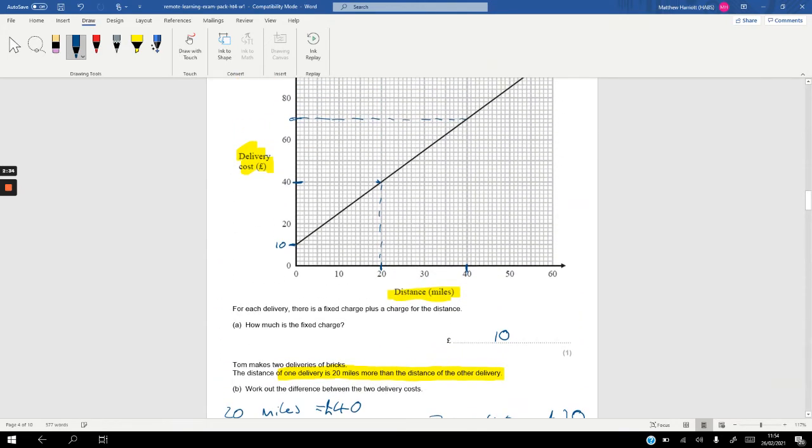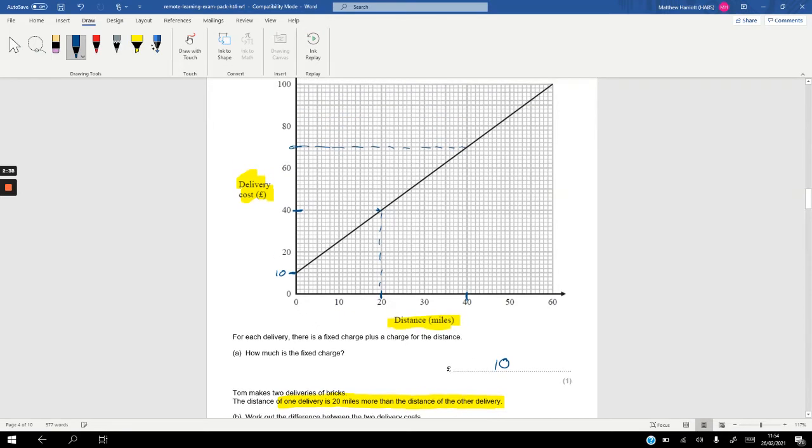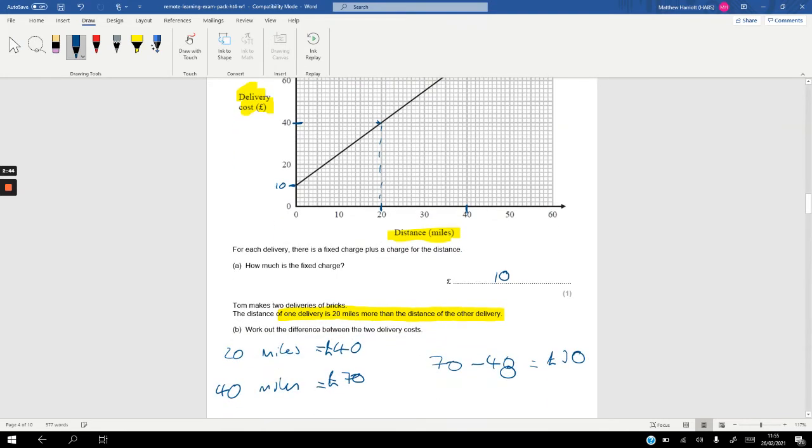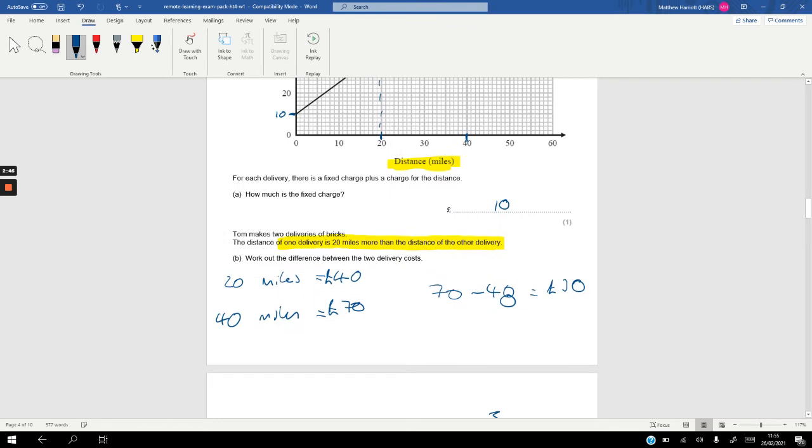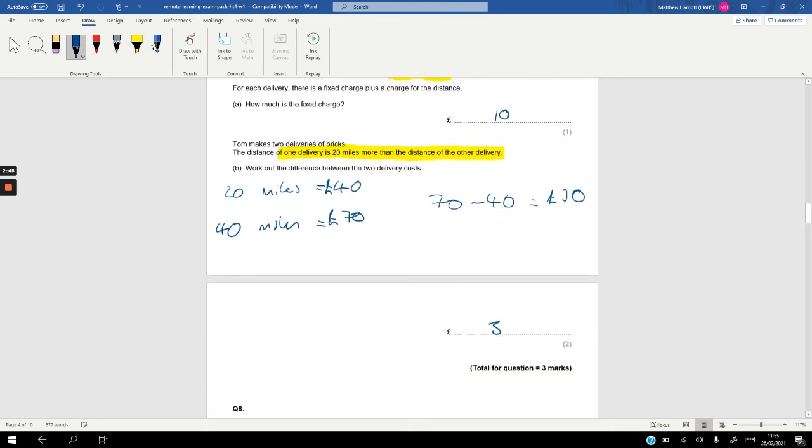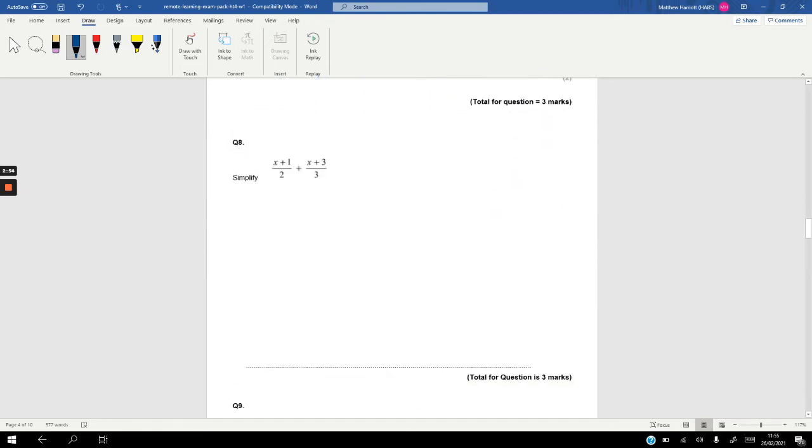If I want to, I can check that just by choosing another 2 points that are 20 miles apart. Okay, so I could check 60, which is 100. Okay, so 40 to 60 is another. Oh, that keeps happening. Is another £30. So £30 is the correct answer there.